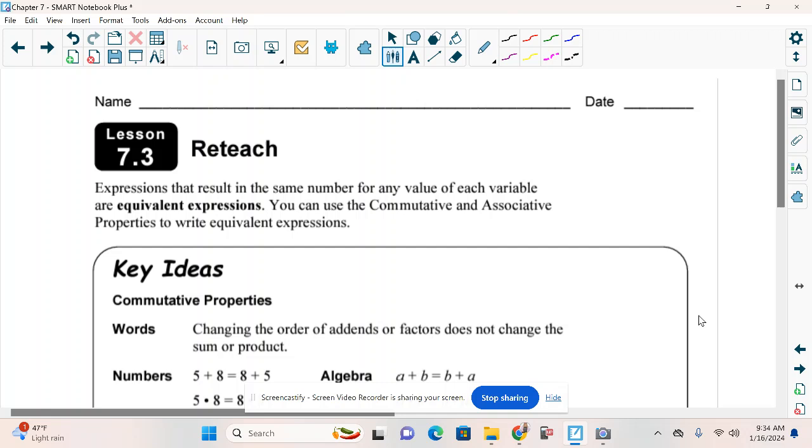We're going to be talking about lesson 7.3 and 7.4. And that's really just going to cover different properties and how we can manipulate the numbers and what you can legally do with numbers, I guess you could say, based off of math rules. Okay? There are several math rules and rules that you can do with numbers and things you cannot do with numbers.